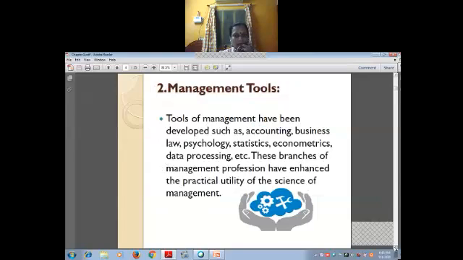Then management tools. What are all the management tools? Tools of management have been developed such as accounting, business law, psychology, statistics, econometrics, data processing, etc. These branches of management profession have enhanced the practical utility of the science of management. It is also called a science. So we need many tools for management. They should know accounting, business law, psychology, and statistics. Everything they should know, then only they can manage the entire company. These are the tools to manage the company.